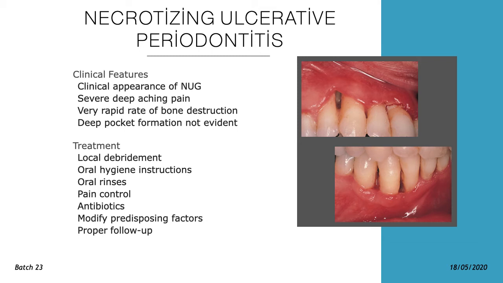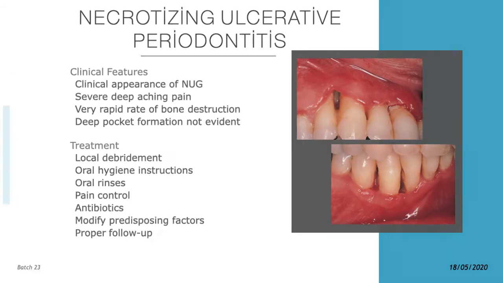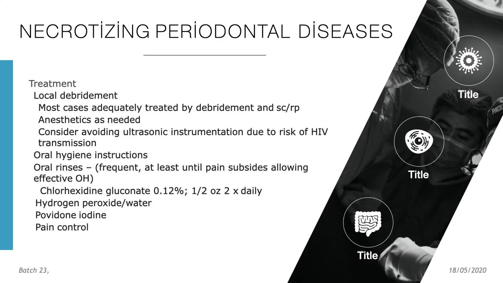So coming on to treatment, local debridement, oral hygiene instructions, oral rinses and pain control are the most basic treatment for necrotizing ulcerative periodontitis. Most of the time the necrotizing disease will come under control once you do a proper local debridement. In most cases, a proper root planing and scaling will resolve the disease. If the patient is having pain, then you have to administer anesthesia to perform scaling and root planing.